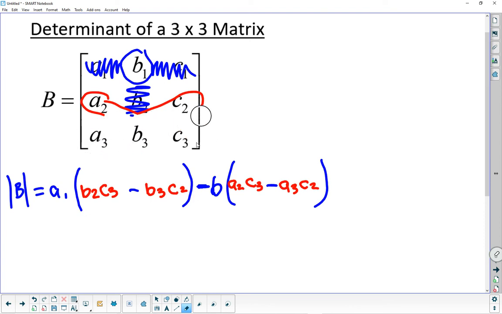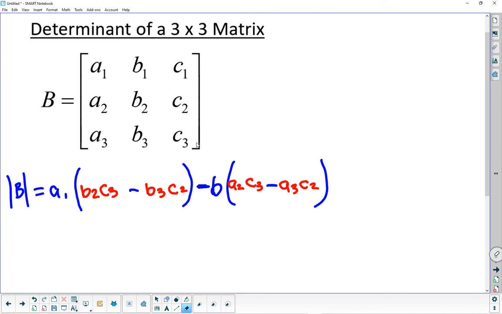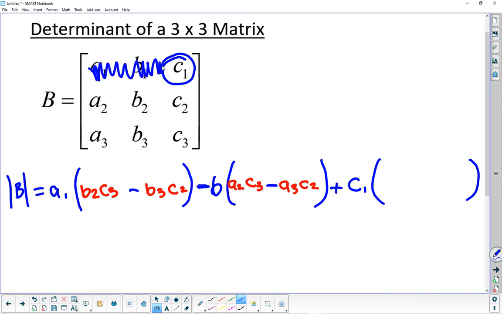And then now we're going to utilize the last entry in the row, which is the C1. So again, C1 is where it went plus, minus, plus. So C1 would be plus C1, and then we're going to multiply by the entries in the 2 by 2 matrix. Right, so again, anything in the same row, we're going to take out, and the same column, we're going to take out. And that'll leave us with a 2 by 2 matrix.